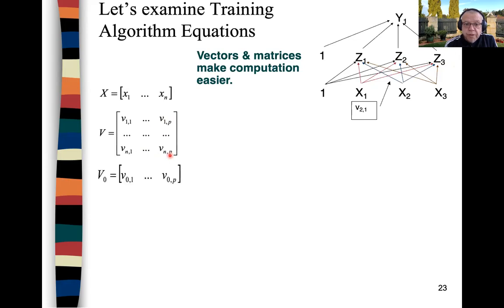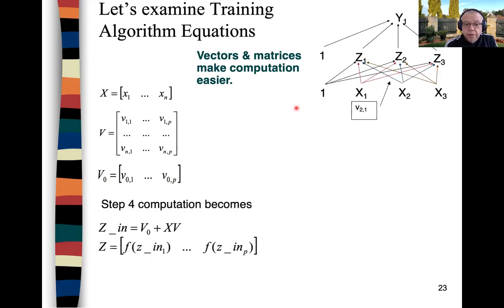That's for the V. So V0, the biases, they're also given by this vector. So the step 4 that we saw before, computation becomes Zn equal V0, so it's this vector, plus X, this input vector times V matrix. And Z, this is the net activation. And the output Z, you just apply the activation function.